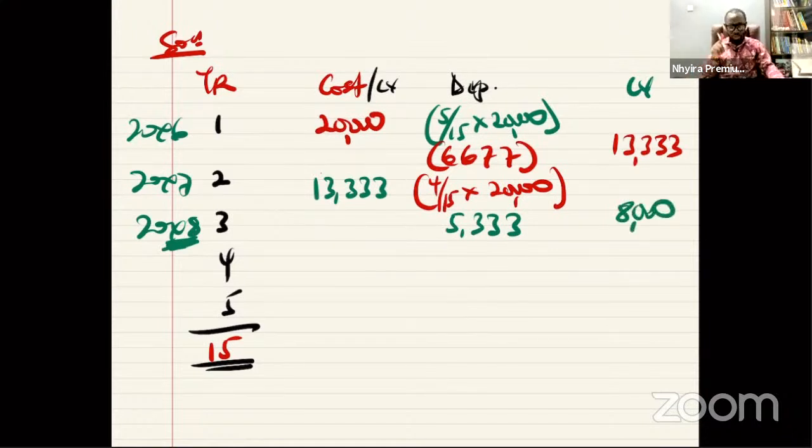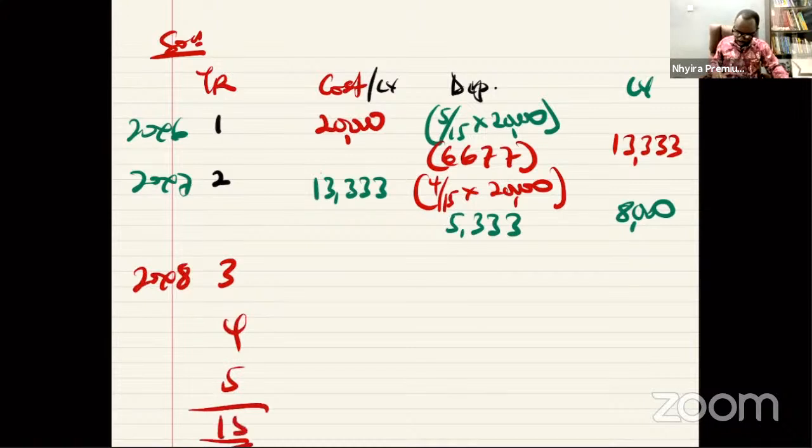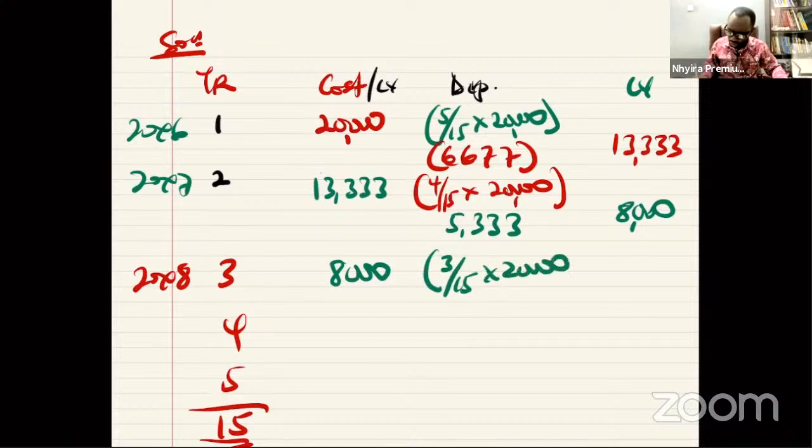Then in year 3, which is what we are interested in, that is 20x8, I'm getting 8,000 coming up. So in year 3, we're going to have 3 over 15 still by 20,000. You know why we are having 3? Because we started with 5, then we came to 4, now we are at 3. So that's going to be 3 over 15 by 20,000, and that's going to be 4,000. So your carrying amount is now going to be what?